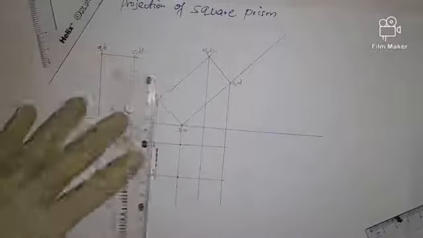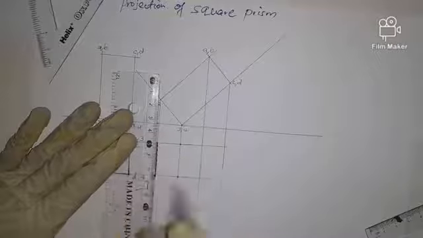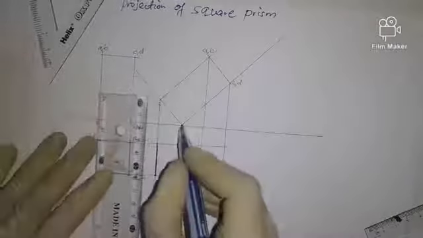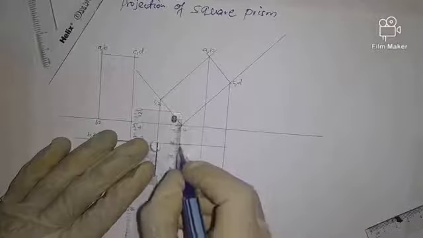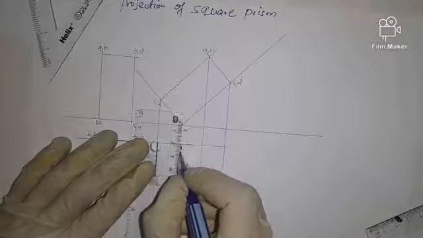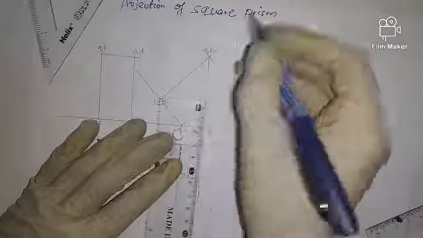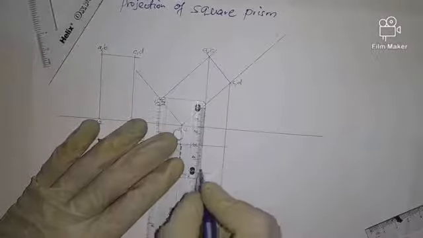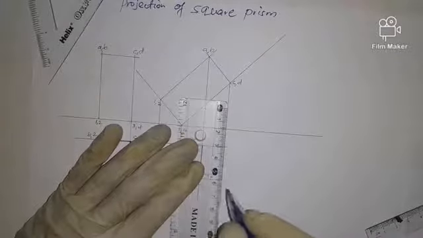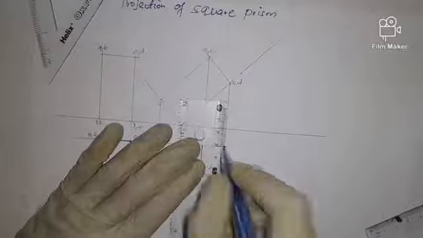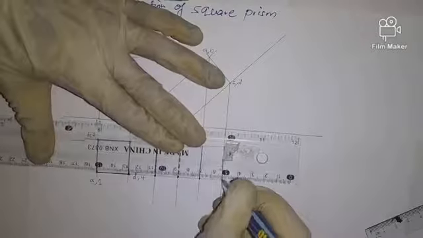So this one is visible, but now this one here, it is hidden. It will not be visible, so we are going to use hidden line. Now this one is visible because it's at the top. We are drawing the plan. This one also will be visible, so we complete. Okay, now this one here forms that.